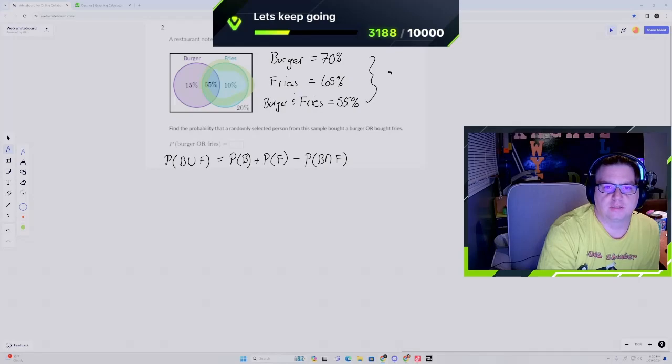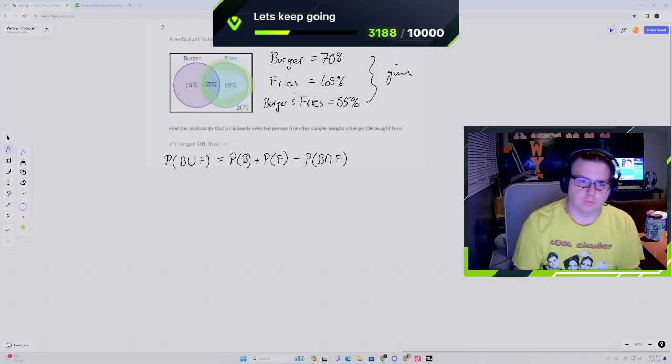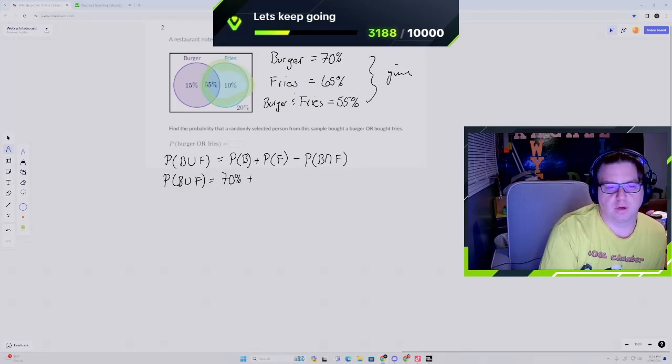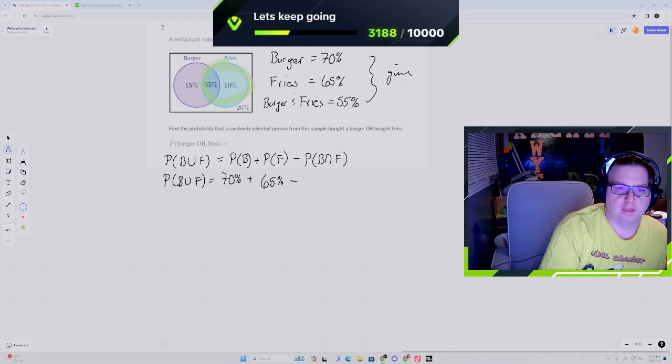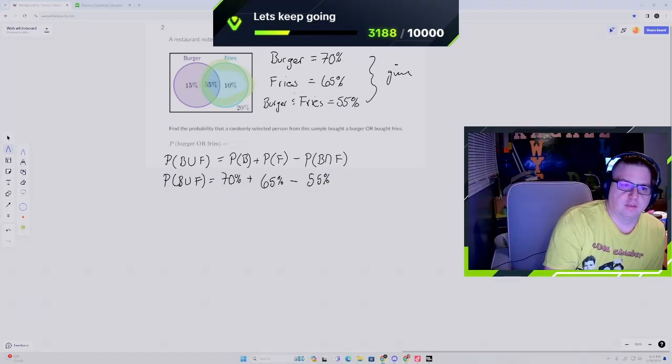And remember, all this is given information because that's what the Venn diagram tells us. So now we can use substitution to find the probability of B or F by taking the probability of B, which is 70%, and we're going to use the percents this time, so we're going to change it up just a little bit. Fries is 65%, and then we're going to subtract the intersection, which is 55%. So when you work left to right in the order of operations, we're going to do the addition first and then the subtraction, and your probability of burgers or fries is going to come out to be 80%.